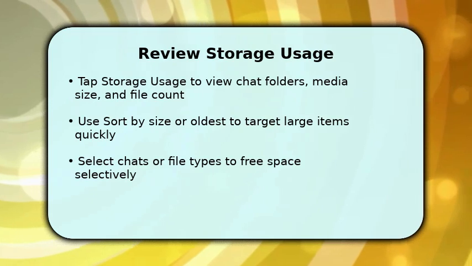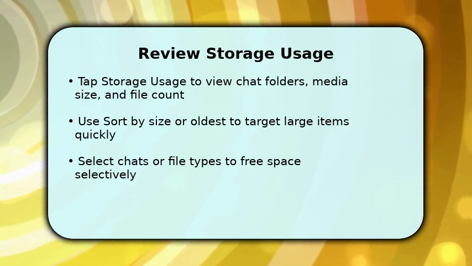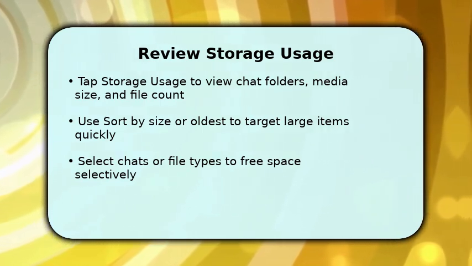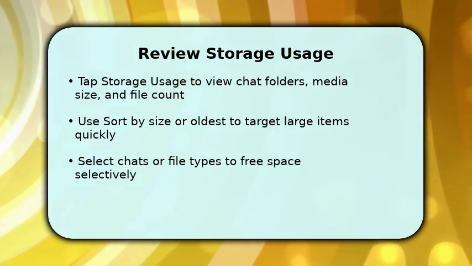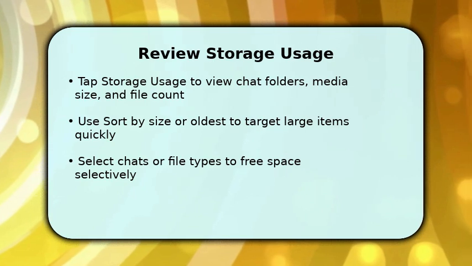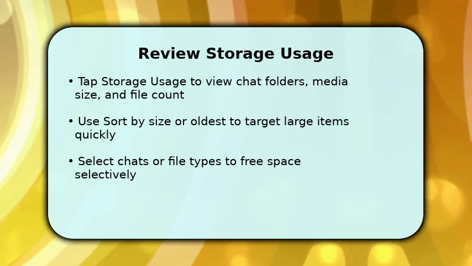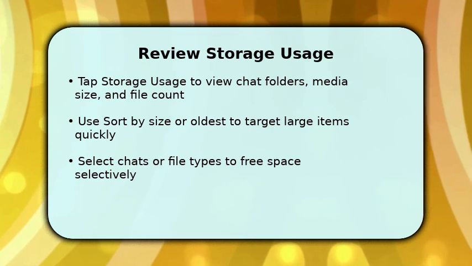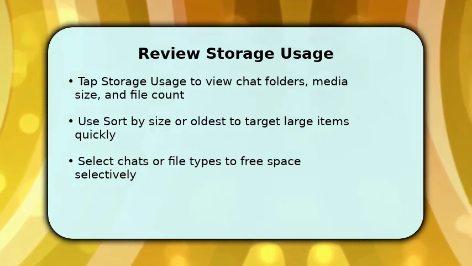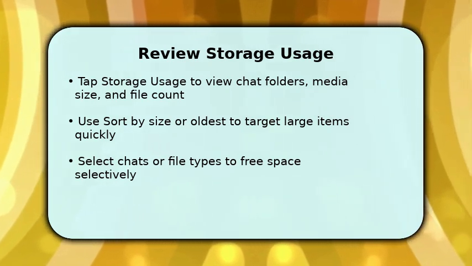Once in storage usage, scan the list for the biggest space hogs, chats, media types, and individual files. You can sort or filter to show largest items first, which speeds removal. Select a chat or file group and preview content so you don't delete needed items. Previewing avoids accidental loss. After selecting, use Clear Cache for local removal or Delete for cloud items. Remember, clearing cache only frees device space, while deletion removes cloud copies.